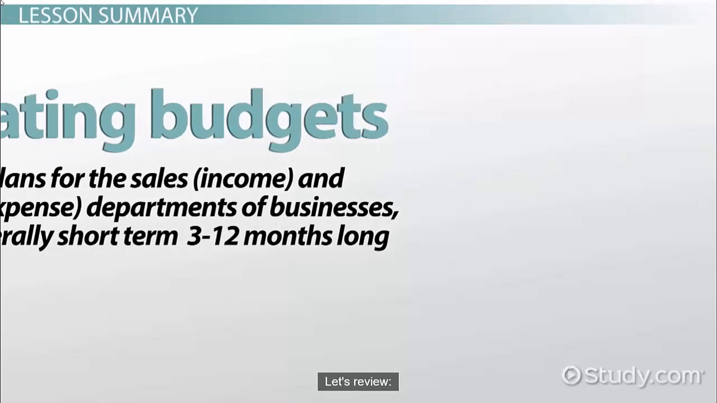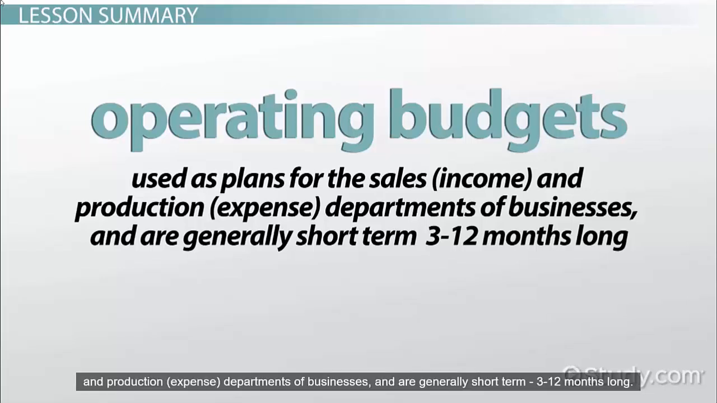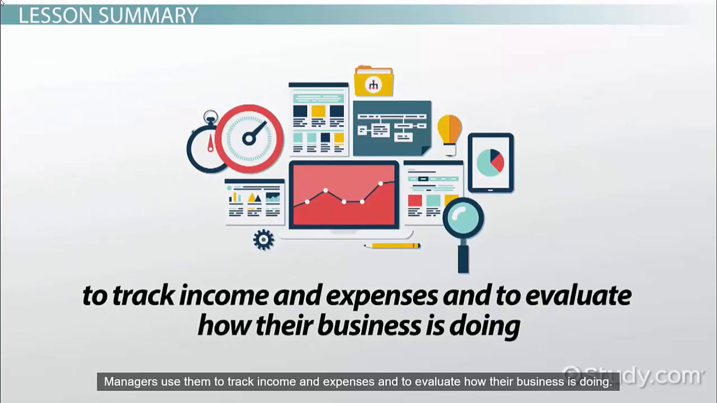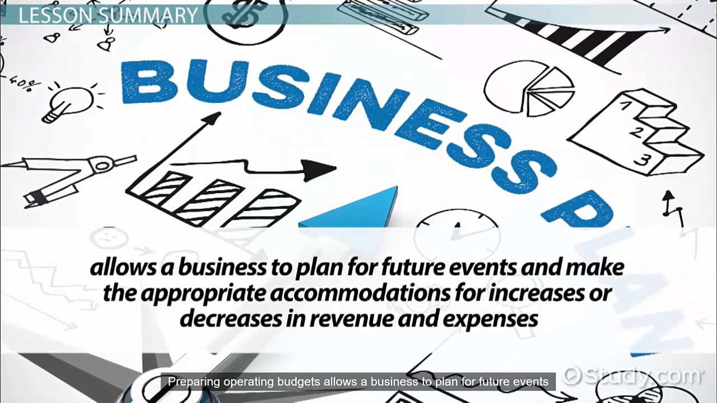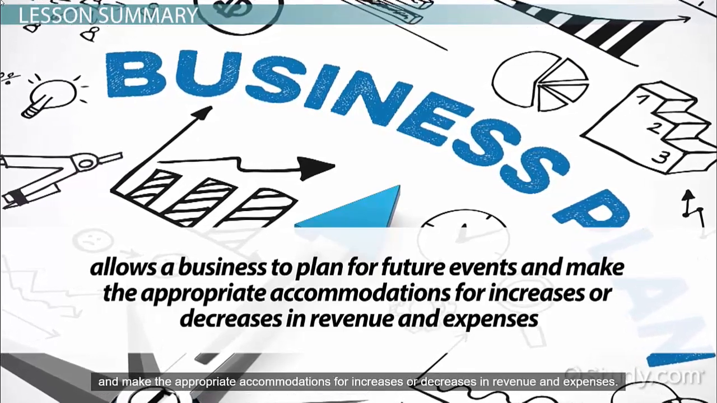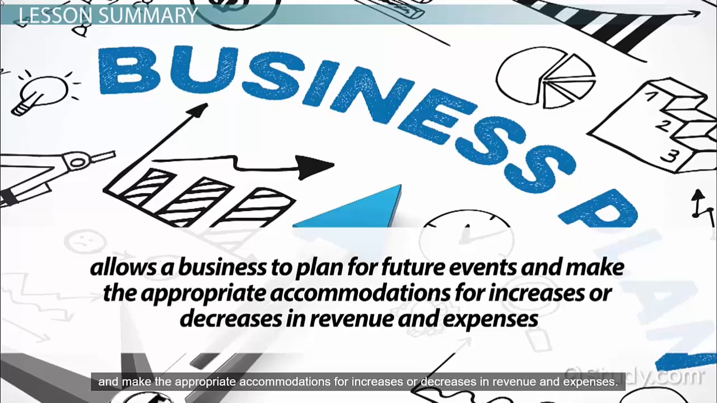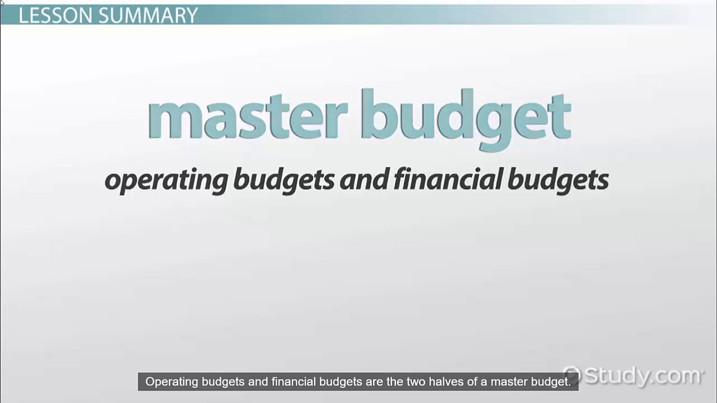Let's review. Operating budgets are used as plans for the sales, income, and production, expense, departments of business, and are generally short-term, 3 to 12 months long. Managers use them to track income and expenses and to evaluate how their business is doing. Preparing operating budgets allows a business to plan for future events and make the appropriate accommodations for increases or decreases in revenue and expenses. Operating budgets and financial budgets are the two halves of a master budget.